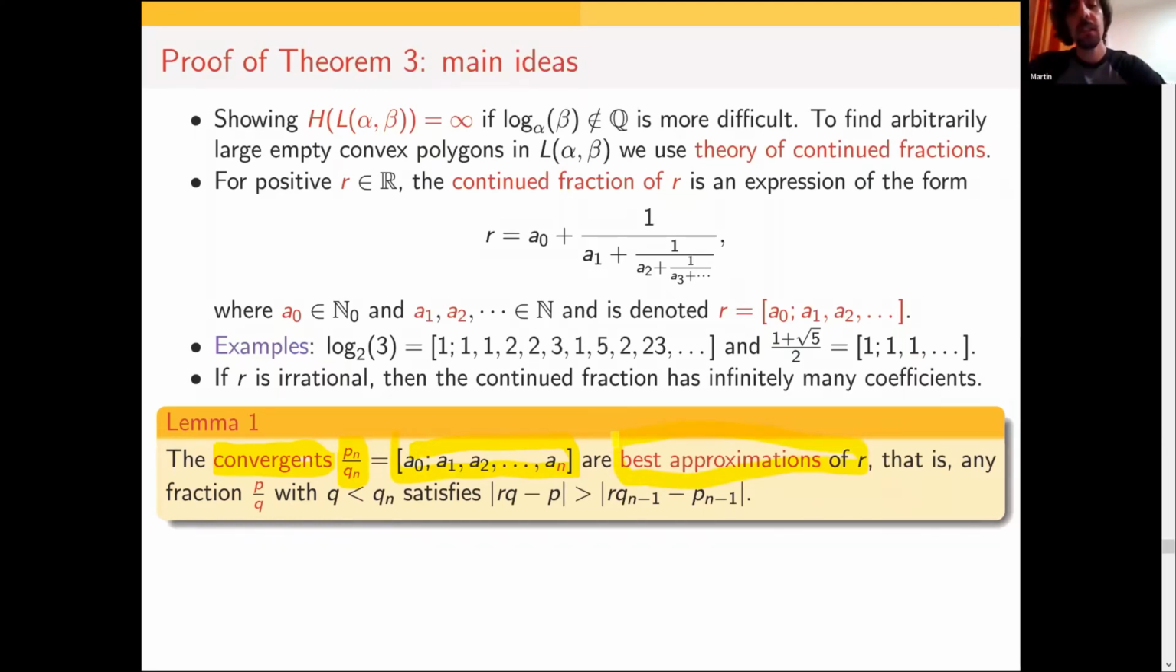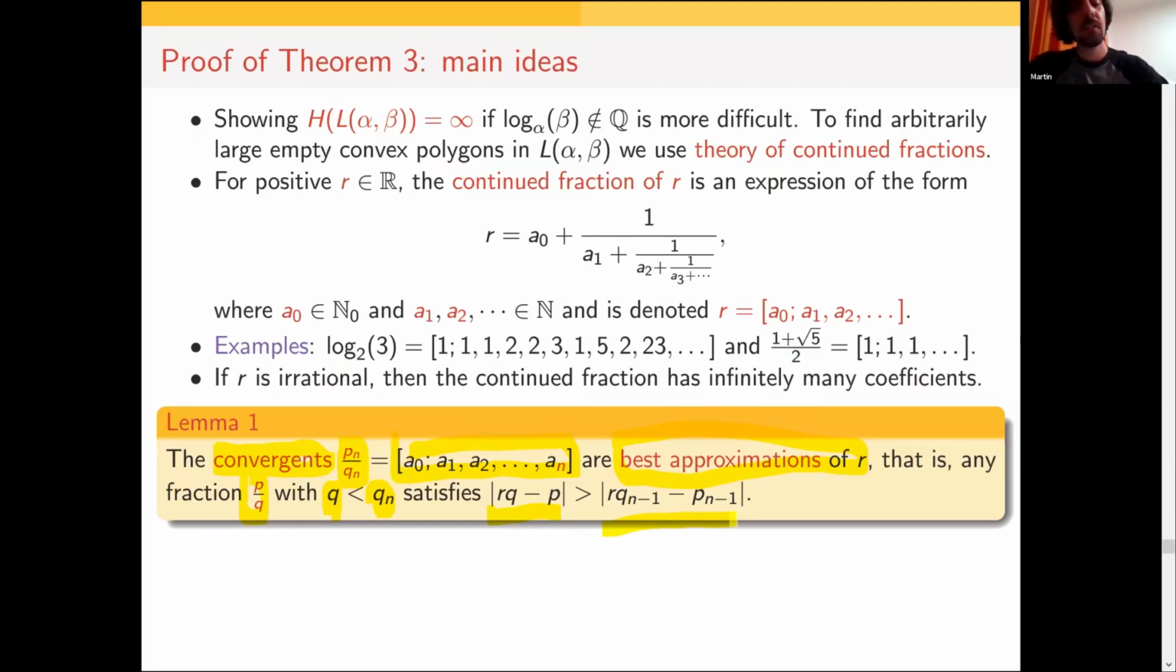What does it mean precisely? Being a best approximation means that for any fraction p over q, where the denominator q is less than Qn, the denominator of the n-th convergent, the absolute value of rq minus p is strictly larger than the absolute value of r Qn minus 1 minus Pn minus 1. So this shows that these are the closest fractions to your real number if you have some restriction on the size of the denominator. And this is what we use in the proof.